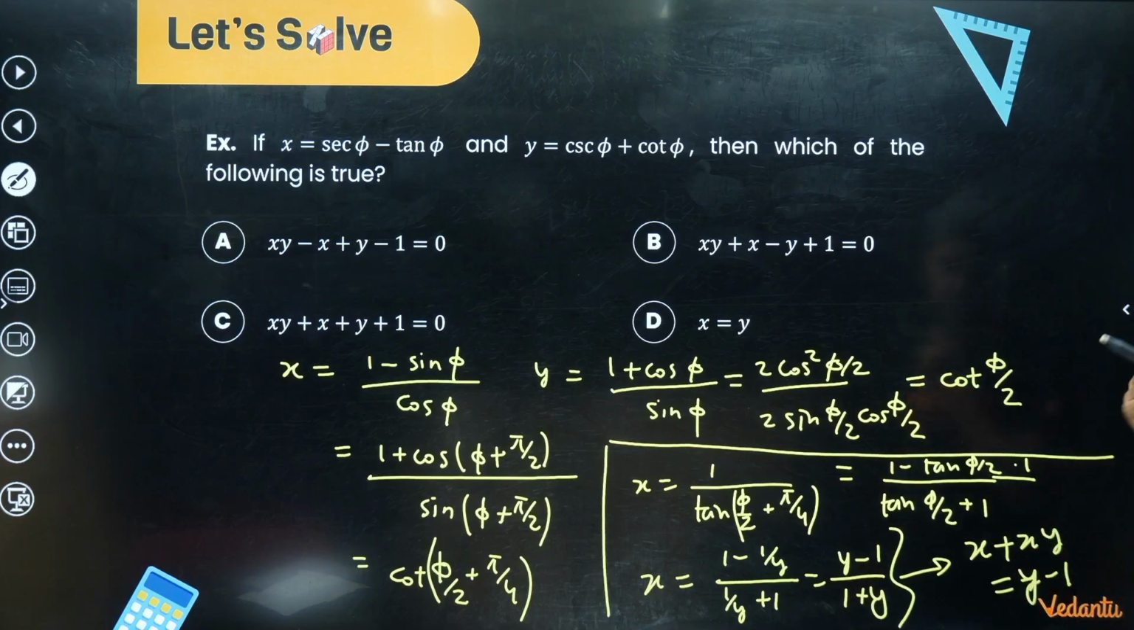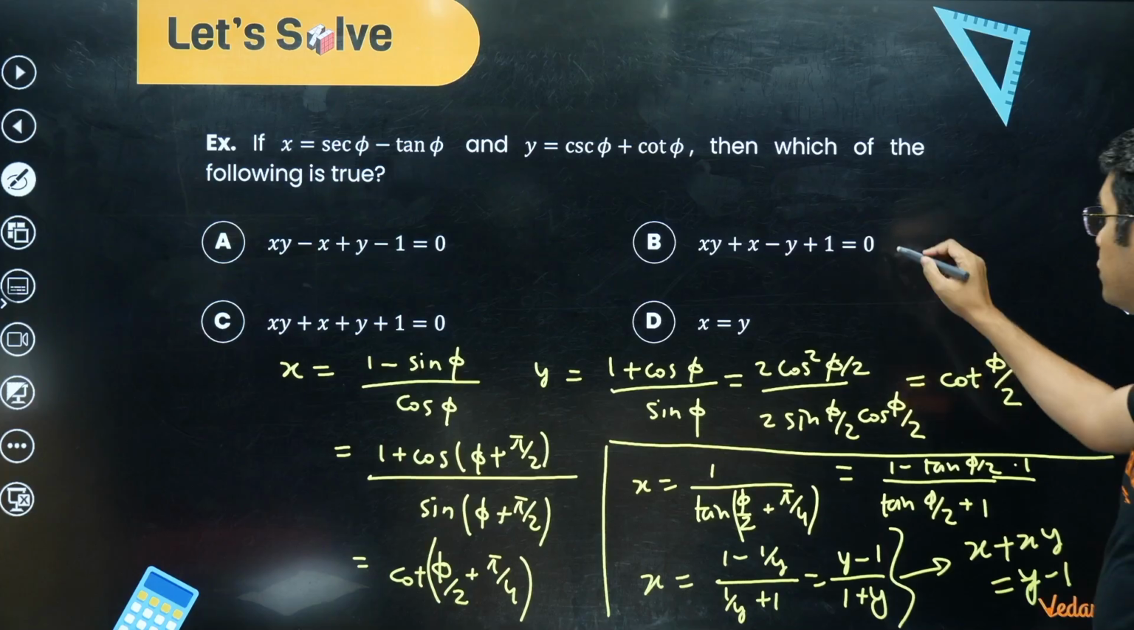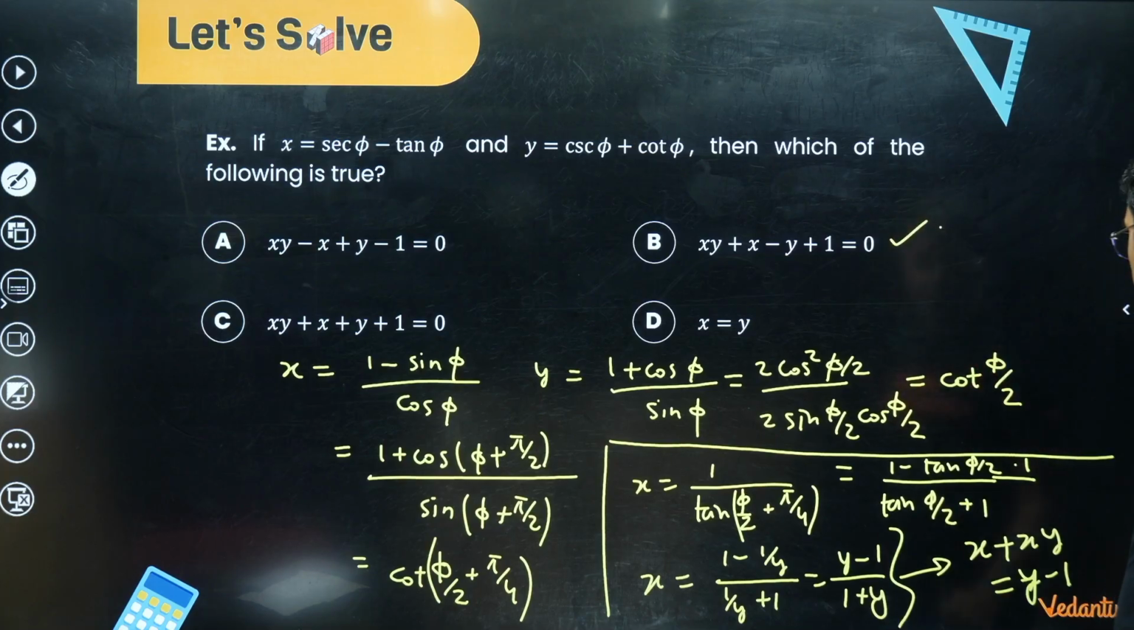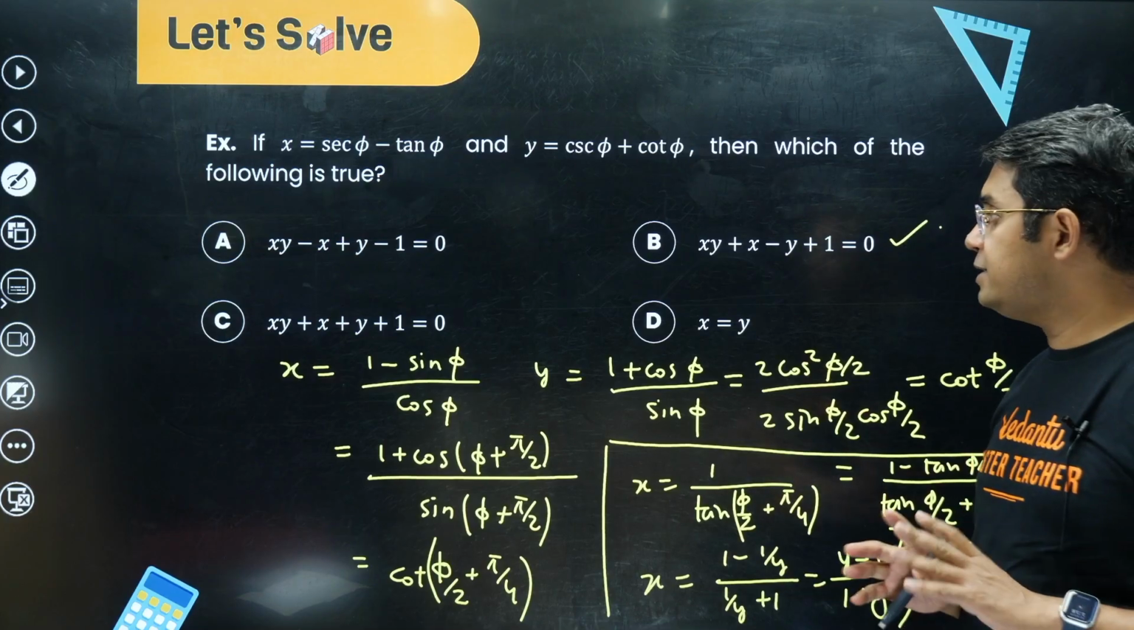So what should be the final answer? X plus xy will be added with xy minus y plus 1. So this seems correct. B seems correct. xy plus x minus y plus 1 is equal to 0. So this is how we can eliminate phi from it. Otherwise it is a bit difficult.